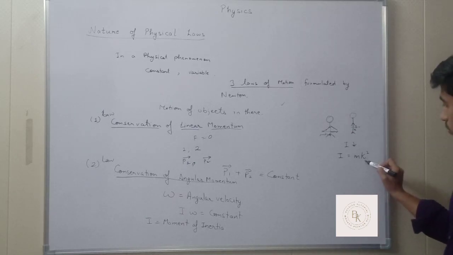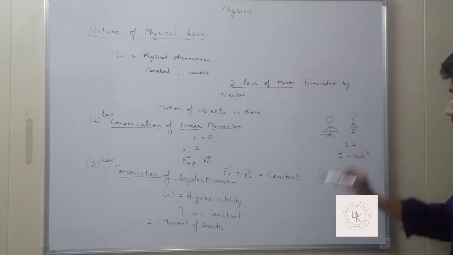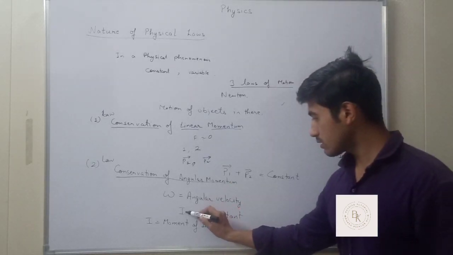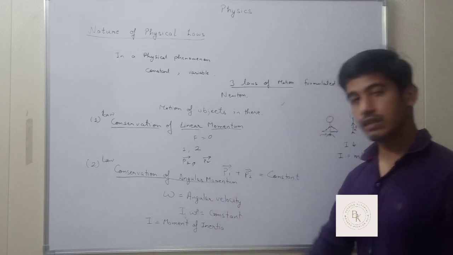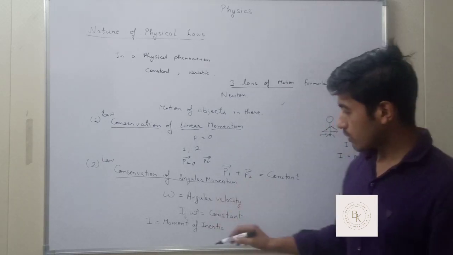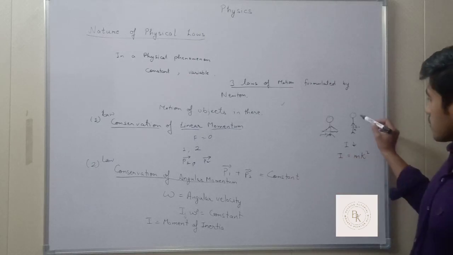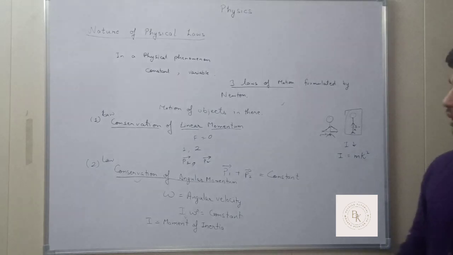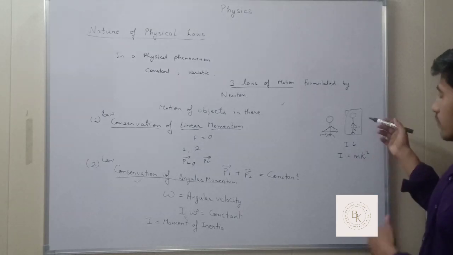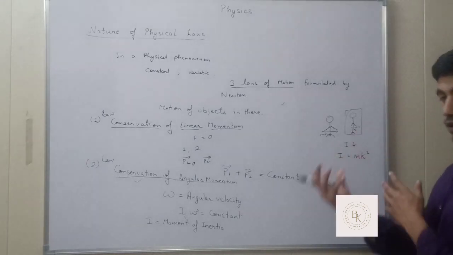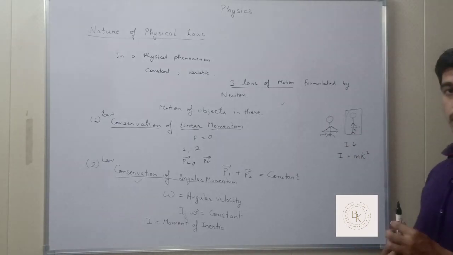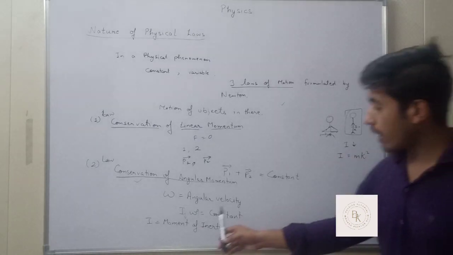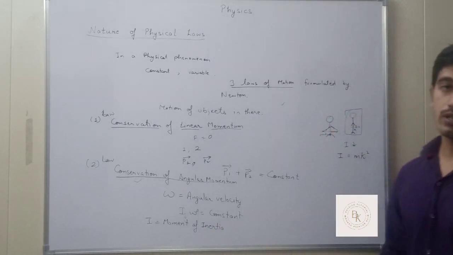So when this gets reduced, the moment of inertia also gets reduced, and when the moment of inertia gets reduced, the angular velocity increases. How? Because if this decreases, then this will absolutely increase. So in this way we can say that the ballet dancer's moves are governed by the law of conservation of angular momentum, because when she folds her arms and legs, the angular velocity, the turns per second, is increased. So how are the turns per second increased? By the decrease in moment of inertia.